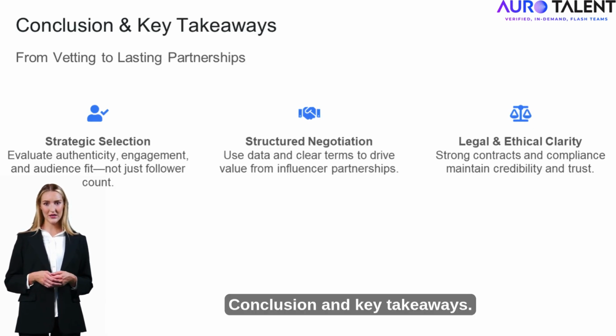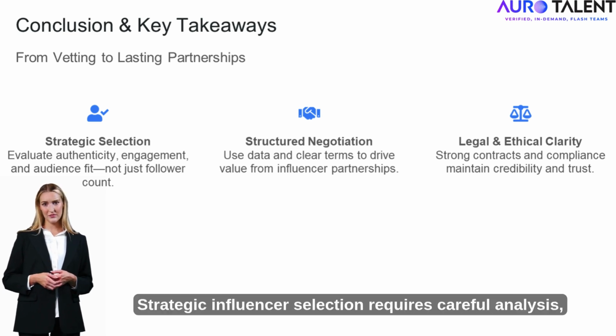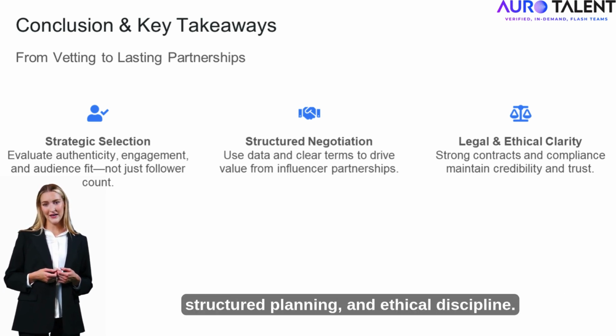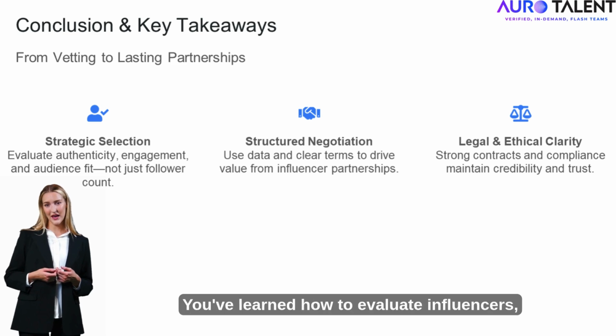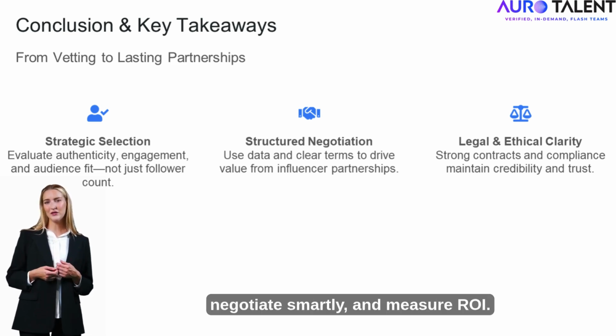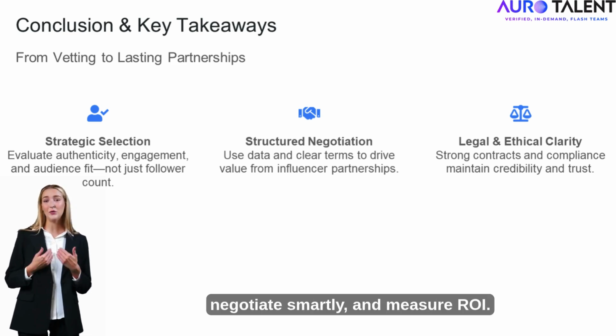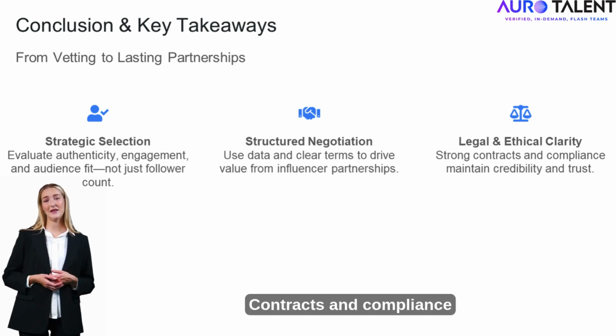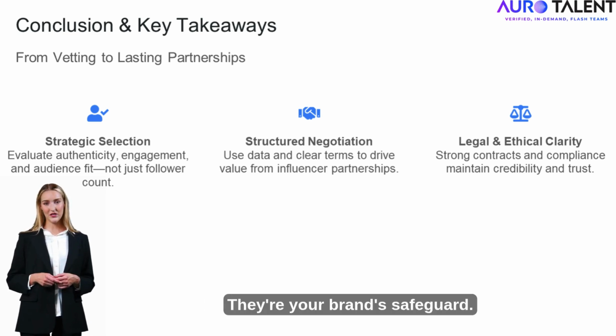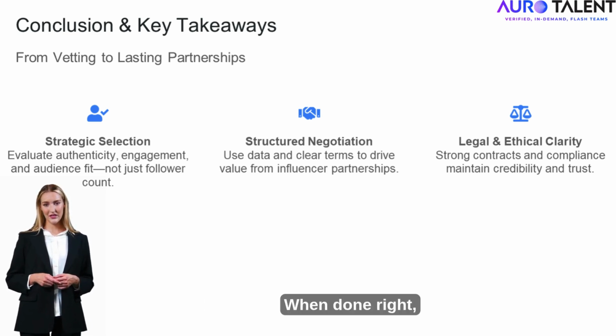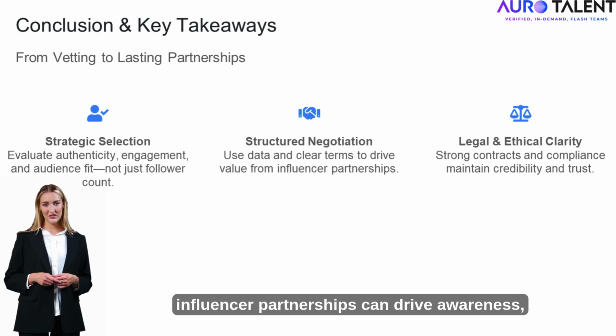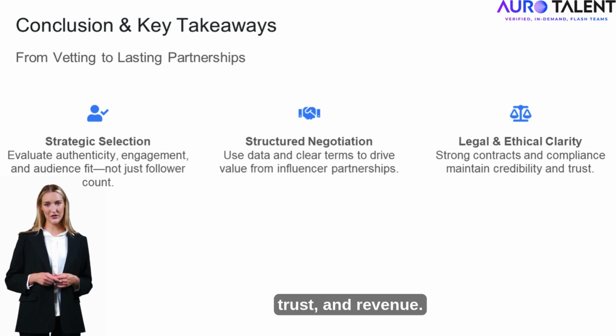Conclusion and key takeaways. Strategic influencer selection requires careful analysis, structured planning, and ethical discipline. You've learned how to evaluate influencers, negotiate smartly, and measure ROI. Contracts and compliance aren't boring. They're your brand's safeguard. When done right, influencer partnerships can drive awareness, trust, and revenue.